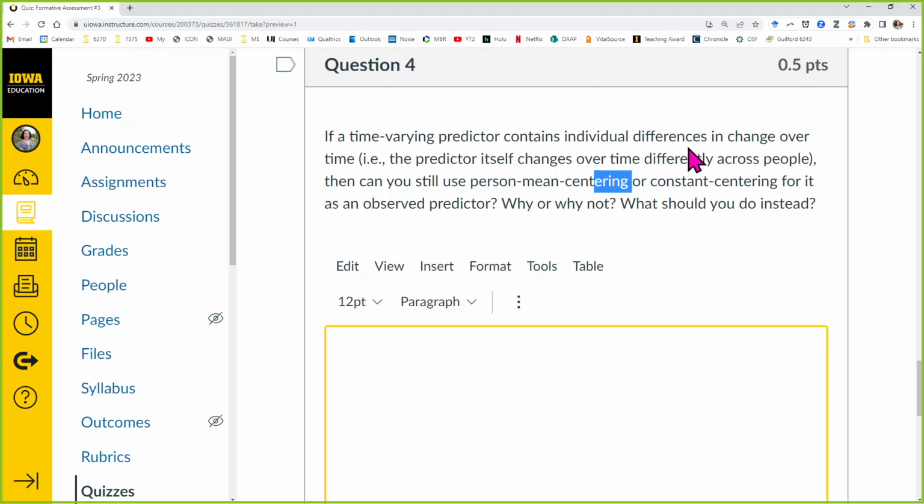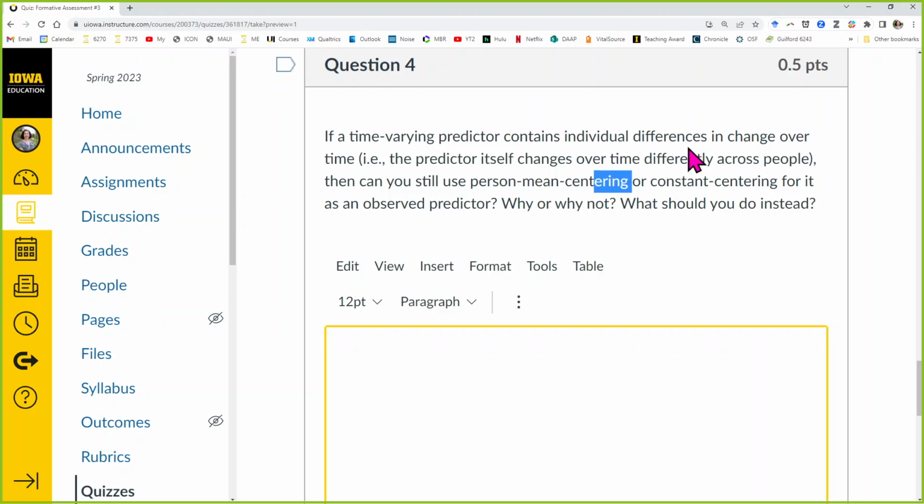No. Structured residuals is when you need to change your level 2 slopes from contextual to between. That's what structured residuals are for. So that's another thing, but not directly related to the question. If the time-varying predictor has fixed change only, so there is change on it, but everybody changes the same, then is person mean centering or constant centering an acceptable solution? I'd say yeah, in that case.